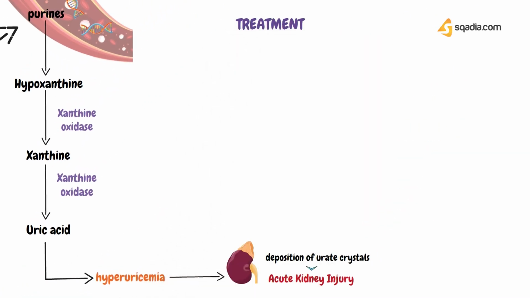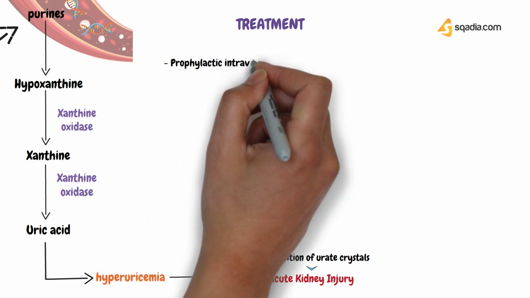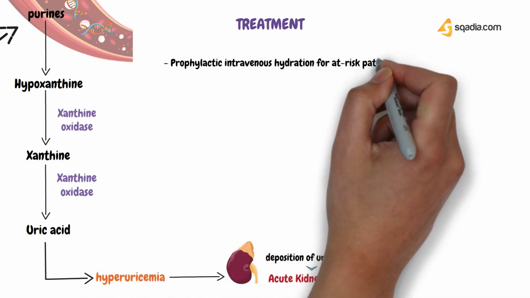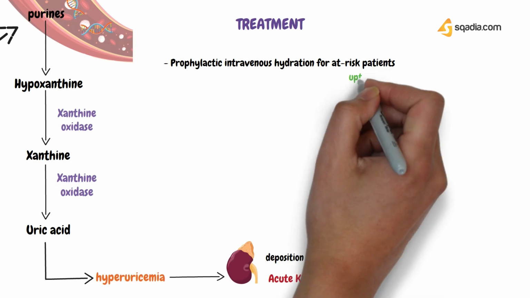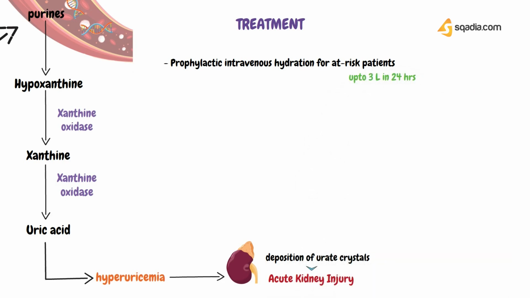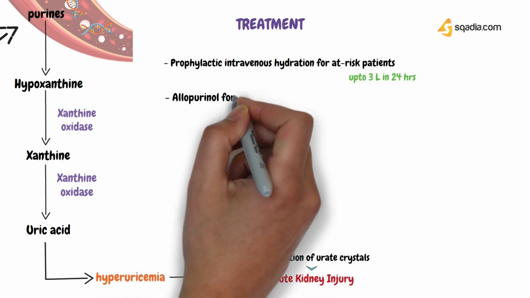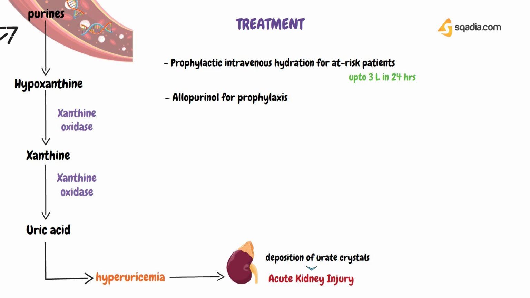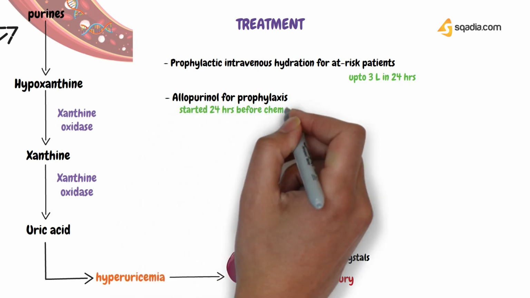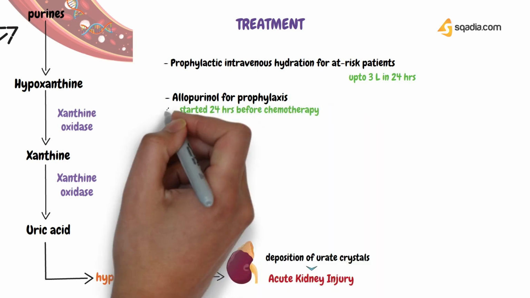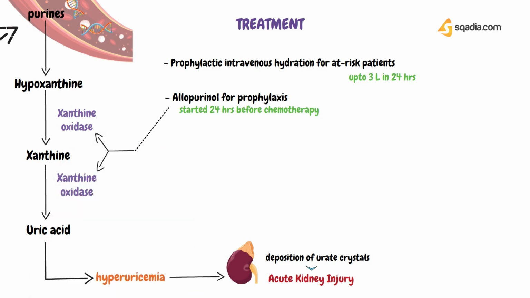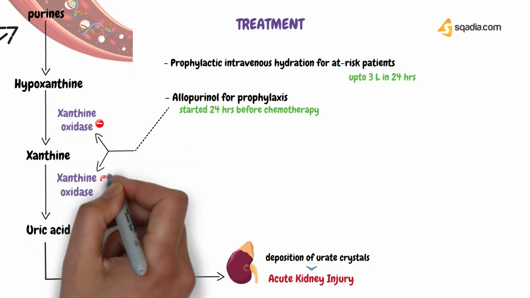Management of tumor lysis syndrome is mainly prophylactic. Intravenous hydration can be done for at-risk patients to up to 3 liters in 24 hours. Allopurinol is also used prophylactically 24 hours before the start of chemotherapy. Allopurinol inhibits the enzyme xanthine oxidase, decreasing the production of uric acid.